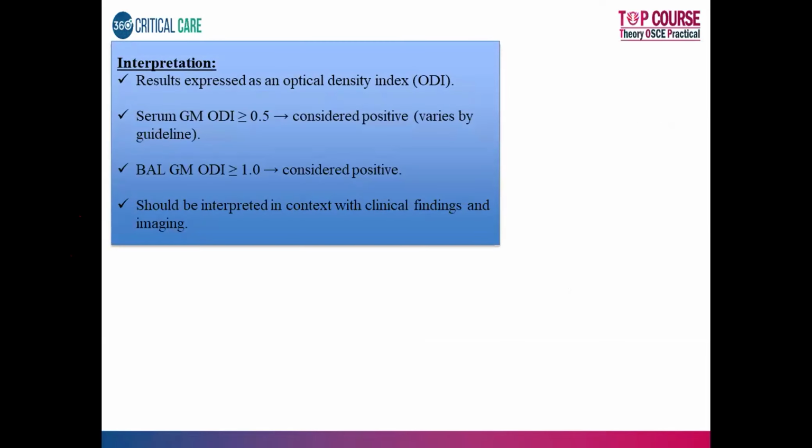Now coming to the interpretation. Usually the results are expressed as ODI, that is optical density index. So when your serum galactomannan assay value comes more than or equal to 0.5, that is considered positive. It varies according to the guidelines. It's not fixed. Similarly, BAL, if it is more than or equal to 1, that is considered positive. But these values should be interpreted in context with your clinical findings and imaging.